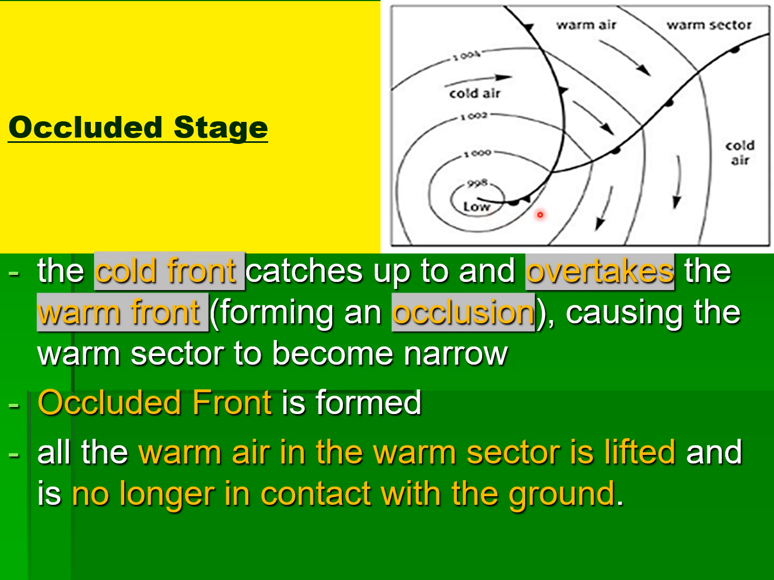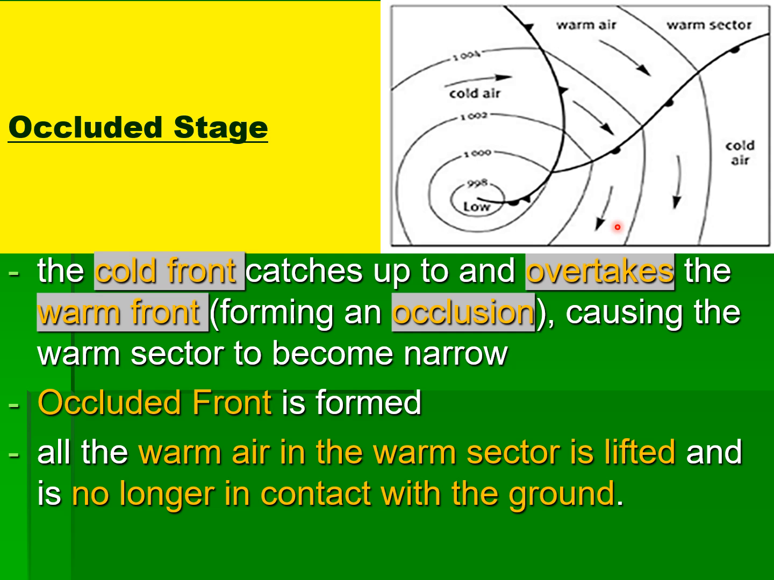So what exactly is an occlusion? An occlusion occurs when the cold front starts catching up to a warm front, and that cold front in actual fact starts overtaking the warm front to form an occlusion. And this is possible because the cold front always moves much faster than your warm front. What it in essence means is that your warm sector becomes smaller, but your cold sector starts to increase.